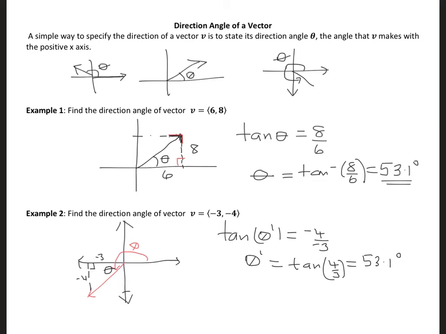But the angle I actually need is the obtuse angle. So how do I get that angle? I'm going to take 180 degrees and then add 53.1, and that is going to give me 233.1 degrees. So that's going to be the angle. So that's how to find the direction angle of a vector.